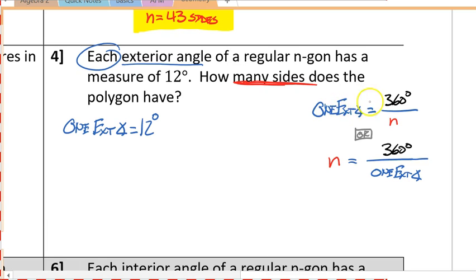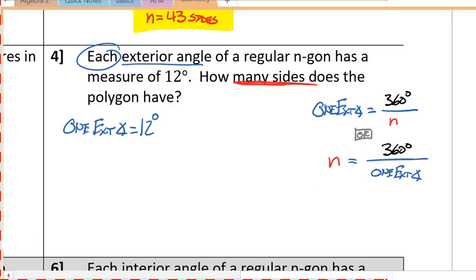In order to find one exterior angle, we take the total number of degrees outside of a shape, which is 360, and divide it up equally by the number of sides. So 360 divided by n, or we could also say that the number of sides is equal to the total, 360 degrees, divided by the measure of just one of those exterior angles, and that'll tell me what the n value is. This is kind of like taking the average of something, the total divided by how many there are.